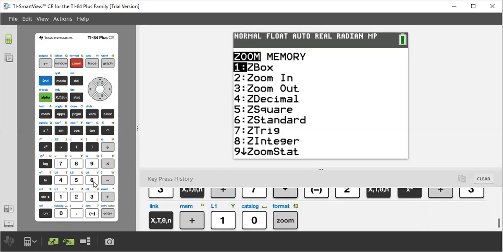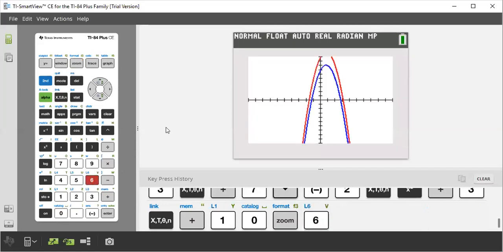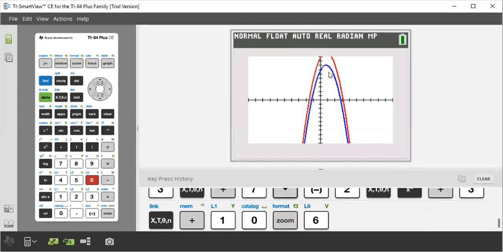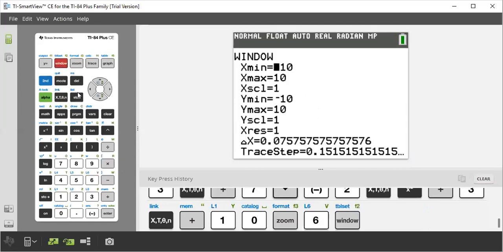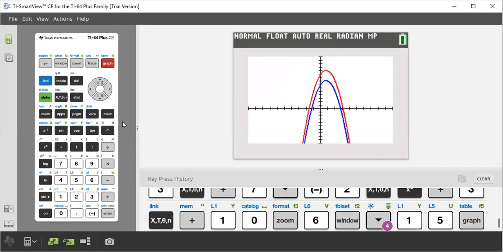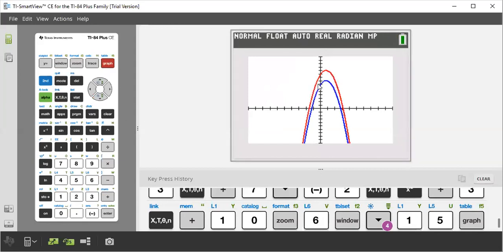So I go zoom, and I go 6. All right, now as you look at this, I'm going to make the window just a little bit larger. So I'm going to go down, change the y max to like 15, and then graph it again. All right, so what we can see is that the y-intercepts, in fact, do change. It moved from here to here. The maximum was here for the first one. Now it's been moved up to here. So that's changed. And you can see that the y-intercepts have also changed.